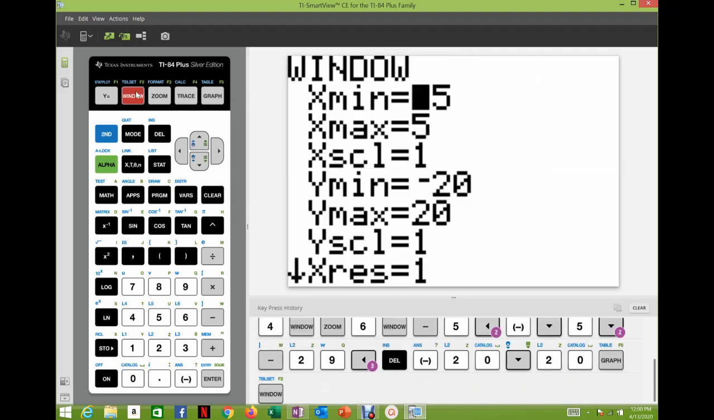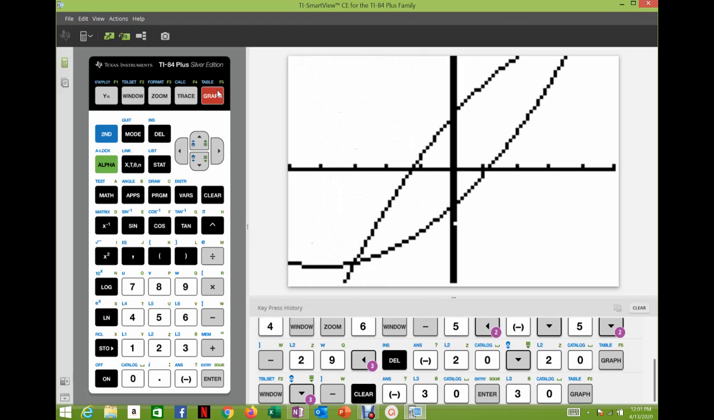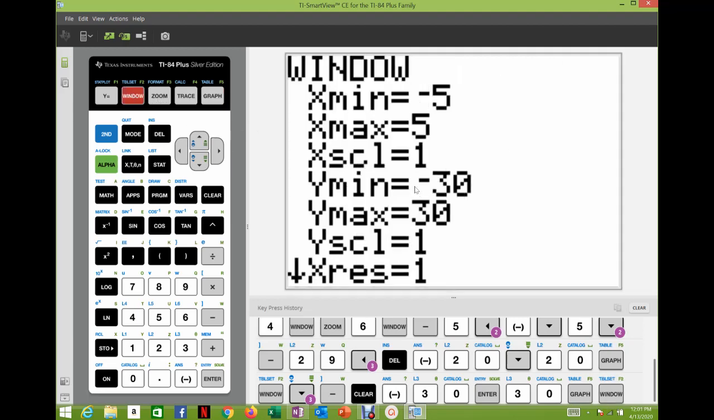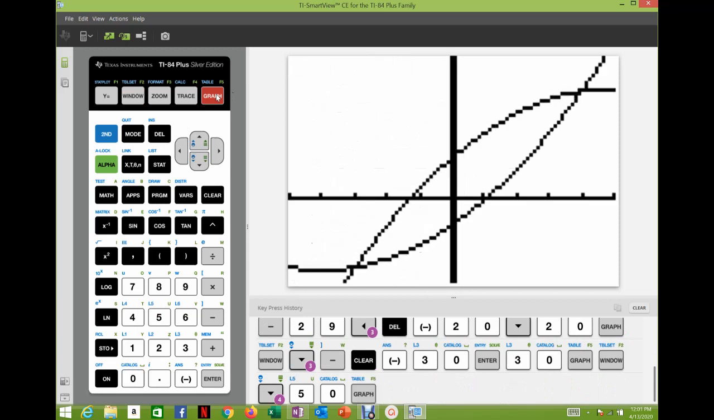I'll try 30. Alright, so I can see the lower one there, but I still have to go up bigger on the higher value there. It looks like I still need to go quite a bit bigger. So for my maximum, I'm going to try 50. Now I can finally see my area. So there's the area I want to find. This is going to be a fairly large area, so I had to make my window quite big.